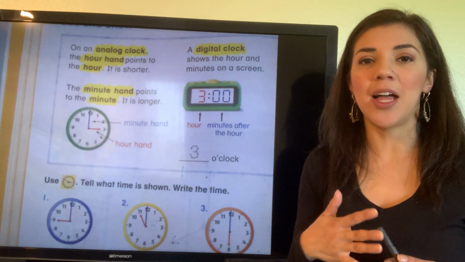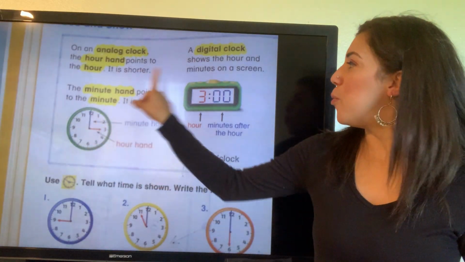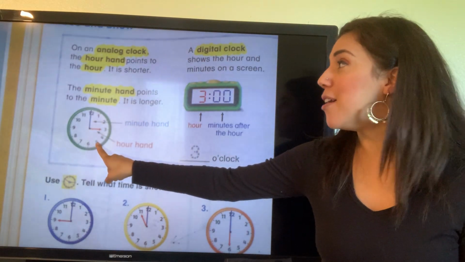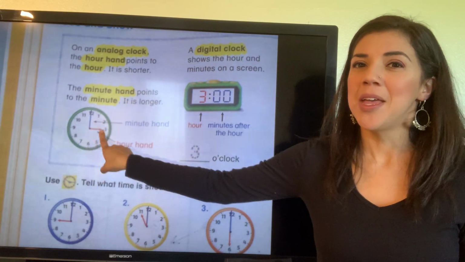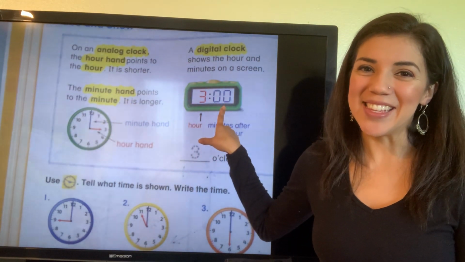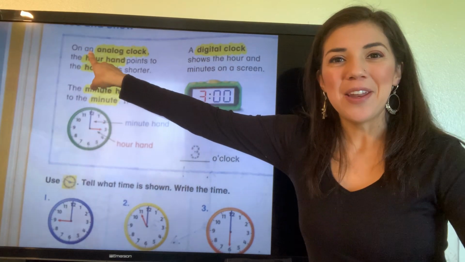Okay, and so obviously you know that there are different kinds of clocks because we have one that looks like this, a digital clock in our classroom, okay? And we also have an analog clock in our classroom, although you guys never really used this one. You guys always used this one, okay? So let's go ahead and come up here and read it with me.